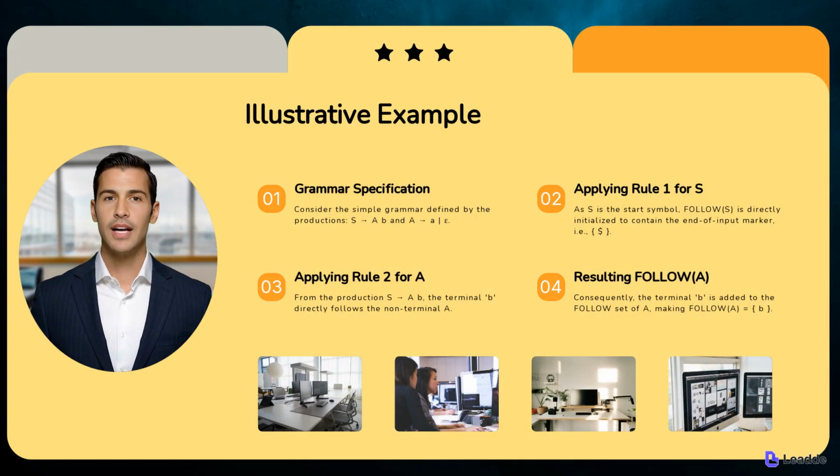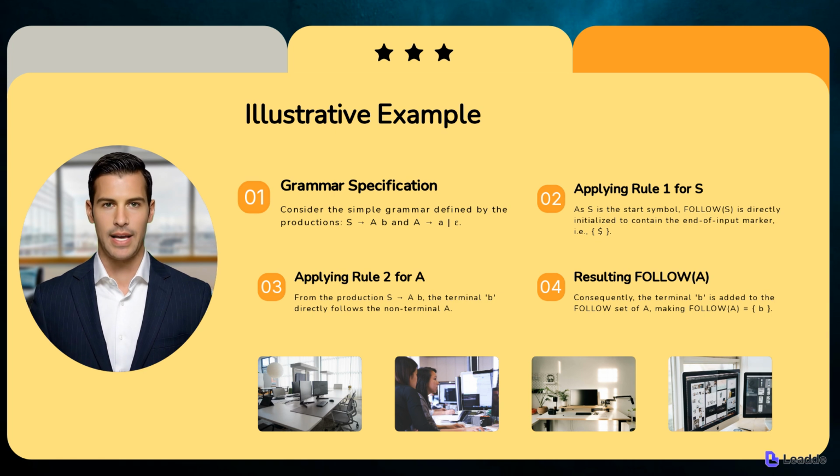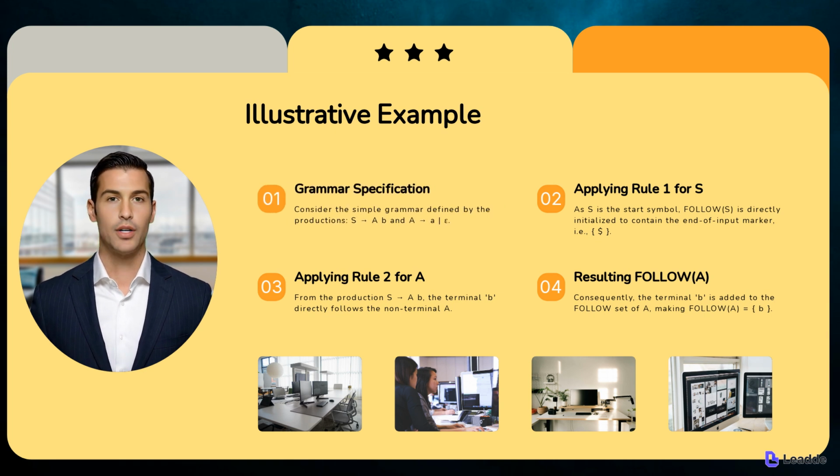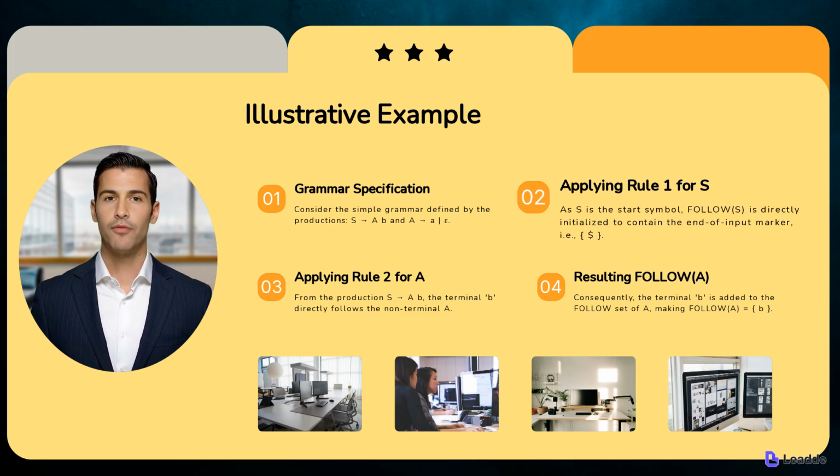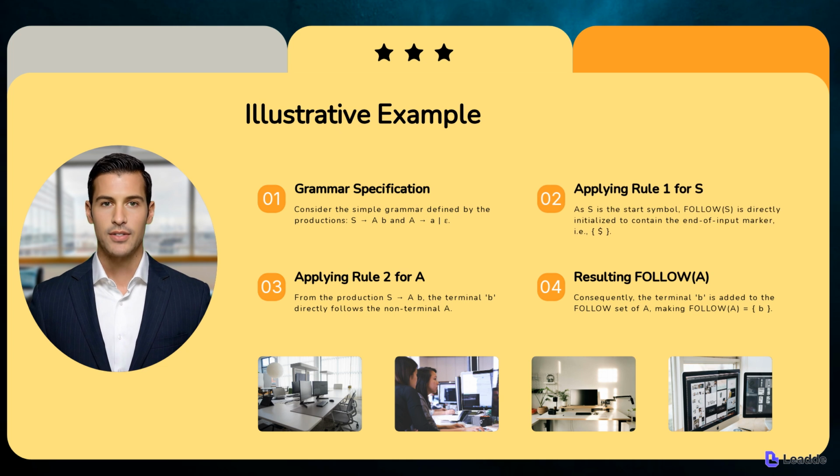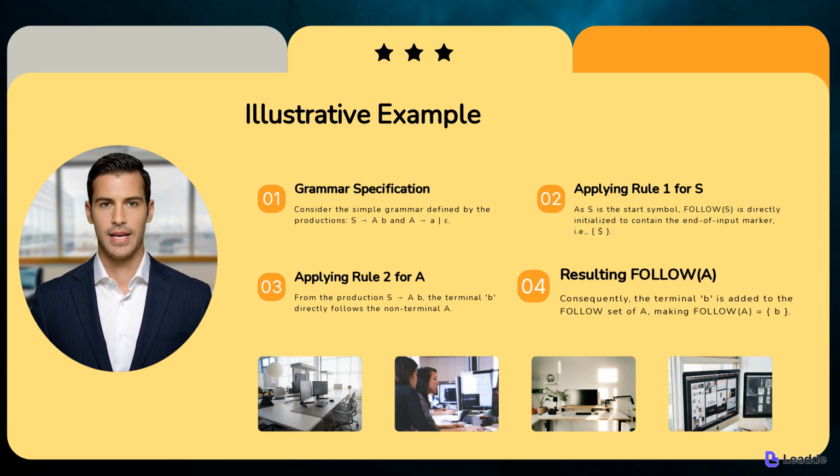To illustrate, let's consider a simple grammar specified by the productions S produces AB and A produces either A or epsilon. Applying Rule 1, since S is the start symbol, its follow set, follow of S, is initialized with the $ sign. Next, we apply Rule 2 to the production S produces AB. Here, the terminal B directly follows the non-terminal A. Consequently, the terminal B is added to the follow set of A, making the follow of A equal to the set containing B.